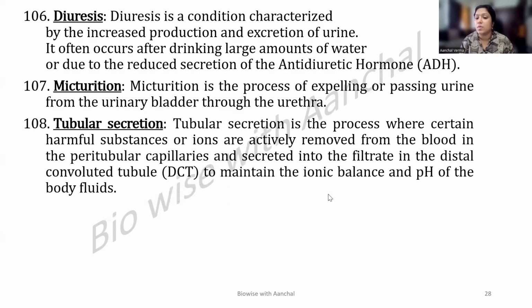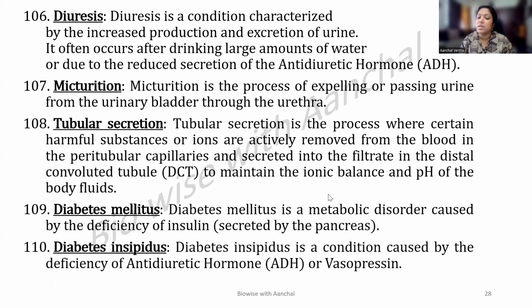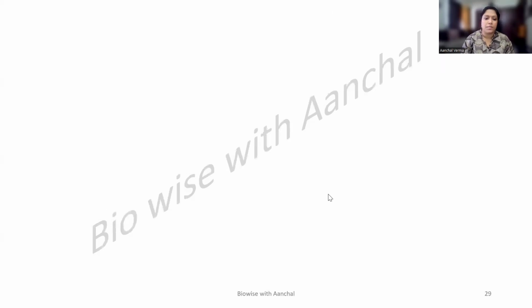Tubular secretion is the process where certain harmful substances or ions are actively removed, actively word is used, meaning energy is used, from the blood in the peritubular capillaries and secreted into the filtrate in the DCT to maintain ionic balance and pH of the body fluids. That is tubular secretion. Diabetes mellitus is a metabolic disorder caused by the deficiency of insulin secreted by the pancreas. Diabetes insipidus is a condition caused by deficiency of antidiuretic hormone or vasopressin that is secreted by the pituitary. Okay, the posterior lobe of the pituitary.